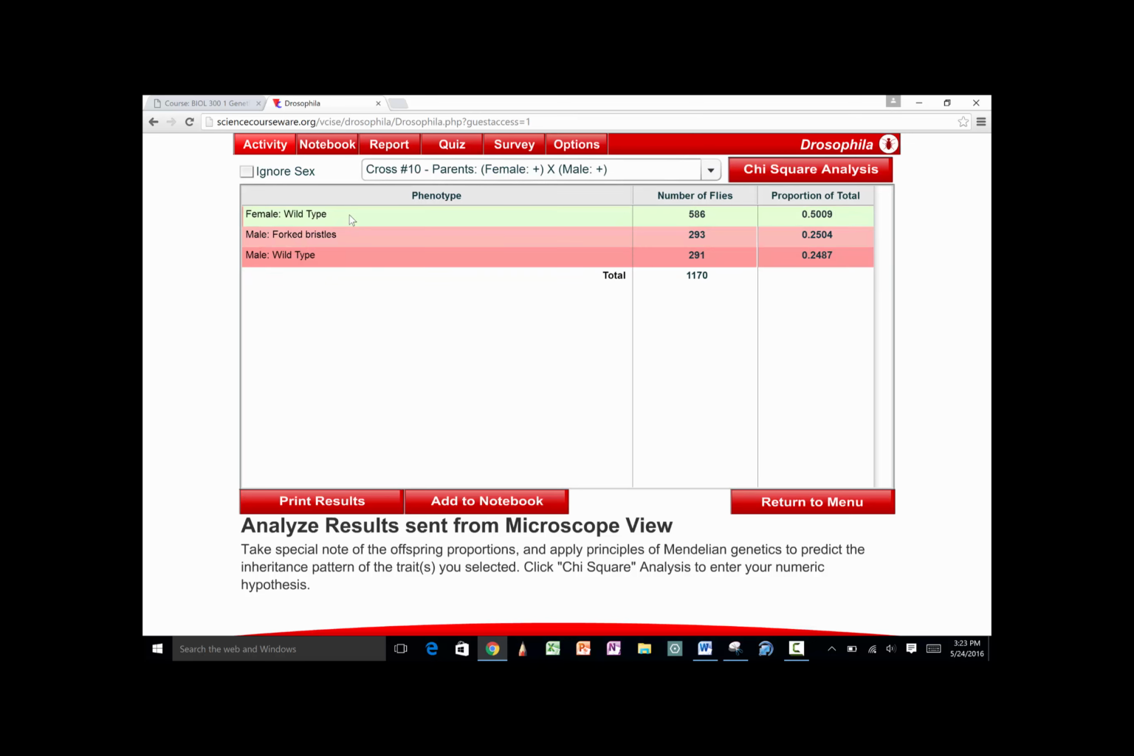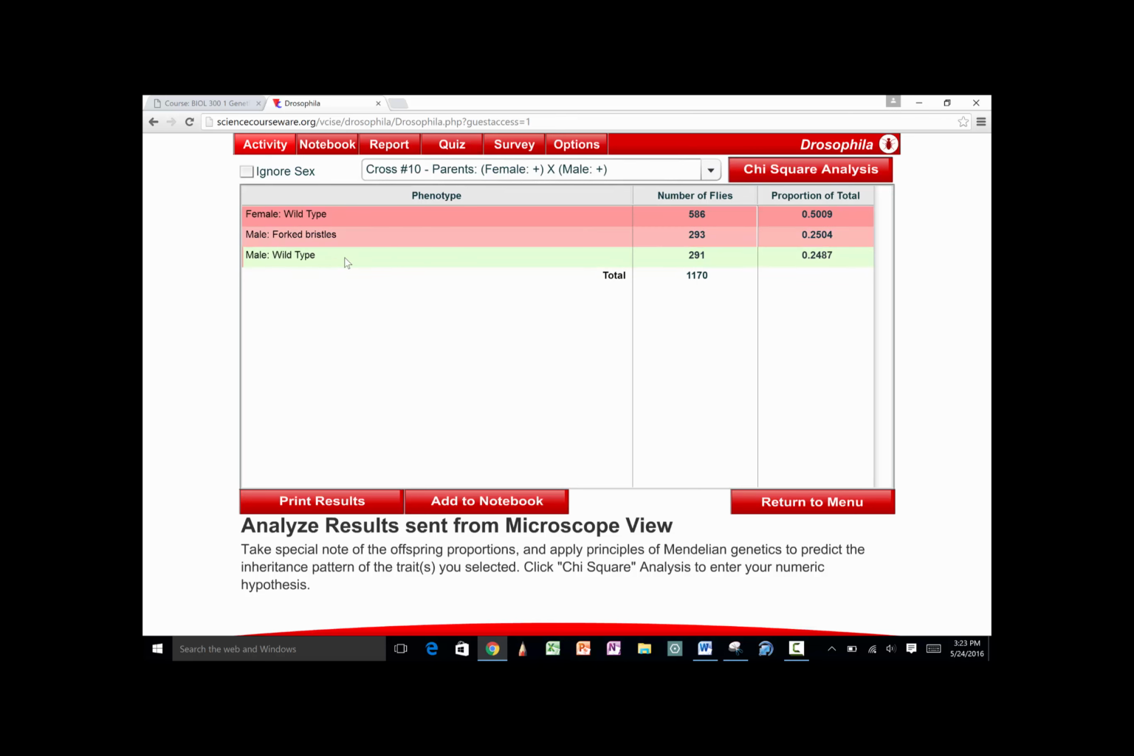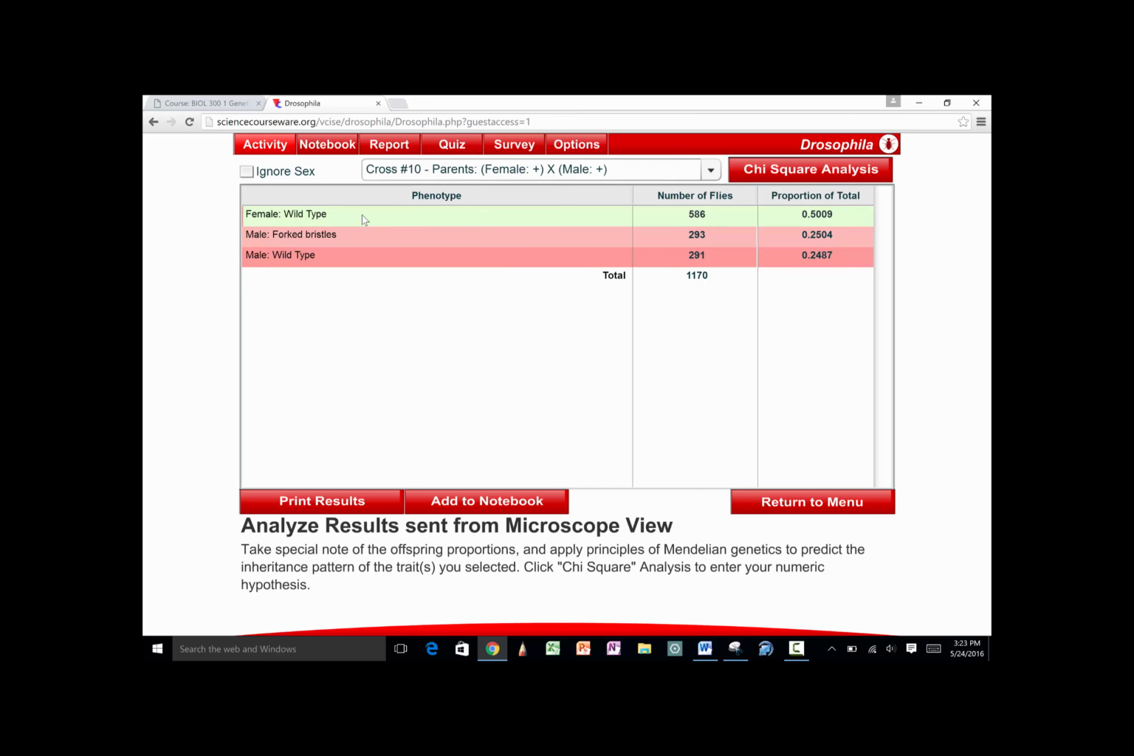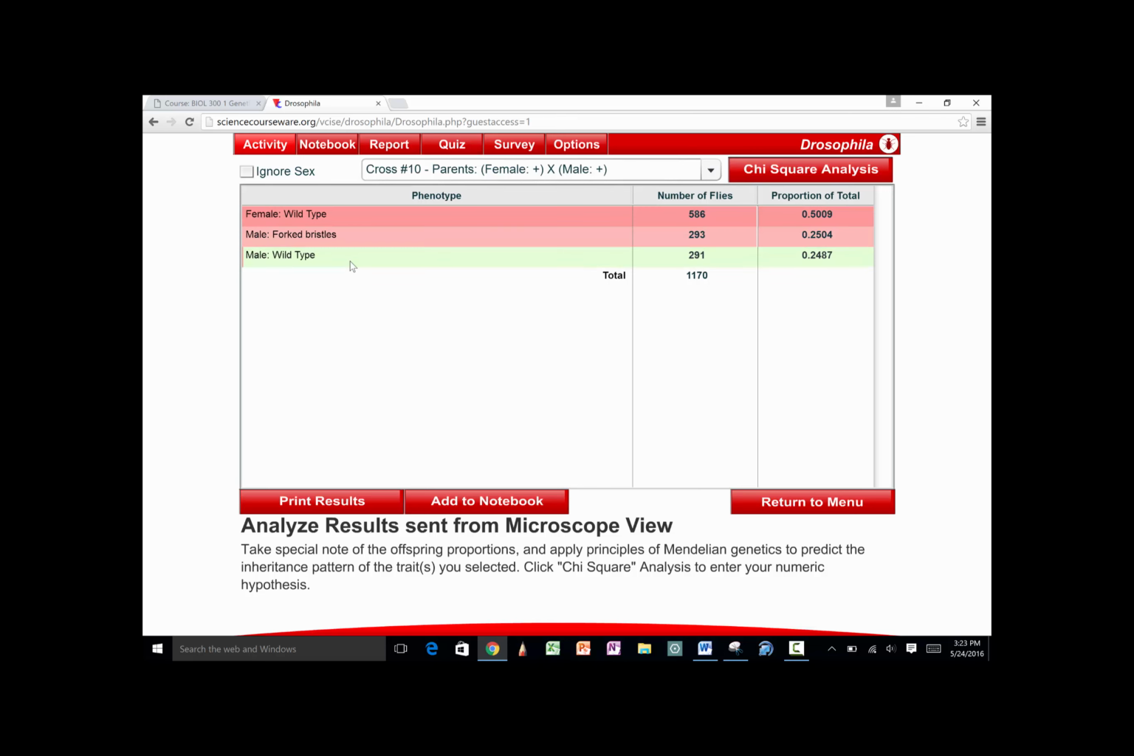So one way to say this is, 1/2 of the flies are wild type females, 1/4 of the flies are forked males, and 1/4 of the flies are wild type males. So we see a difference between the females and the males. That's indicative of sex linkage. In this case, we notice this difference in the F2.